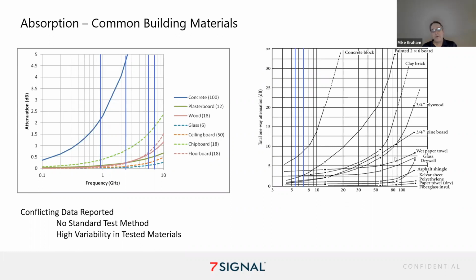We've got plasterboard, wood, ceiling board, floorboard. We really don't know what materials they were testing. But I think maybe the takeaway is that our 7 gig, which is right here, Wi-Fi 6E, really looks a lot like the 5 gig, but a little bit more so. The transition isn't nearly as big as it was from 900 to 2.4.